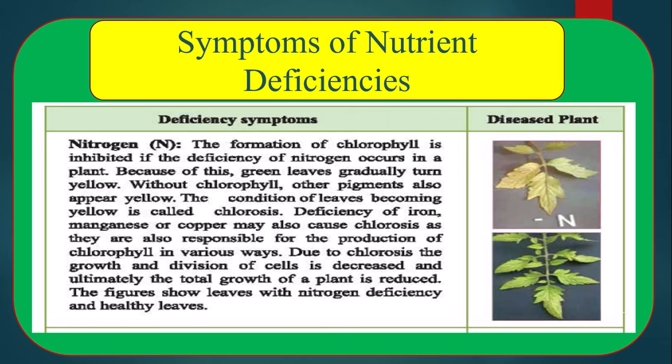The formation of chlorophyll is inhibited if the deficiency of nitrogen occurs in a plant. Because of this, green leaves gradually turn yellow. The condition of leaves becoming yellow is called chlorosis. Deficiency of iron, manganese or copper may also cause chlorosis. Due to chlorosis, the growth and division of cells is reduced and ultimately the total growth of the plant is reduced.